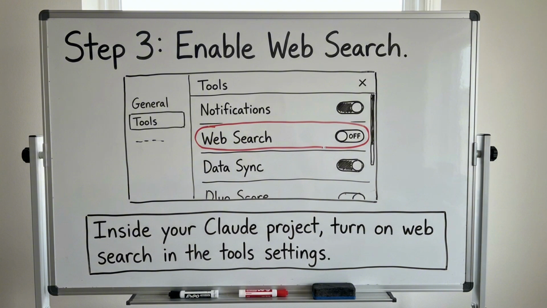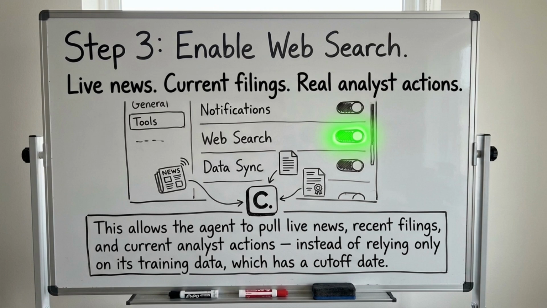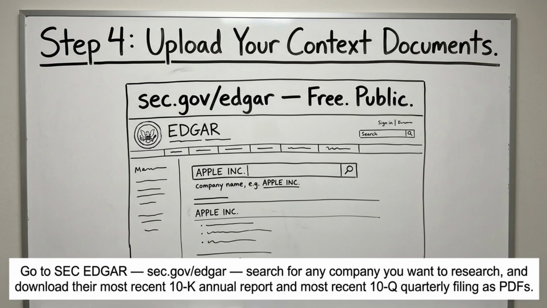Step 3. Enable web search. Inside your Claude project, turn on web search in the Tools settings. This is what allows the agent to pull live news, recent filings, and current analyst actions, instead of relying only on its training data, which has a cutoff date. With web search on, when you ask about a company, Claude actively searches for the most current information available before responding.